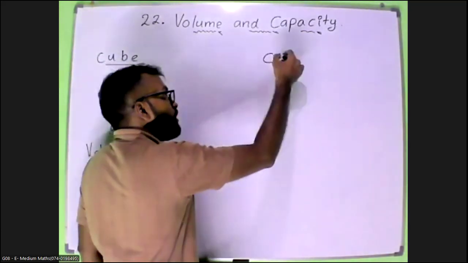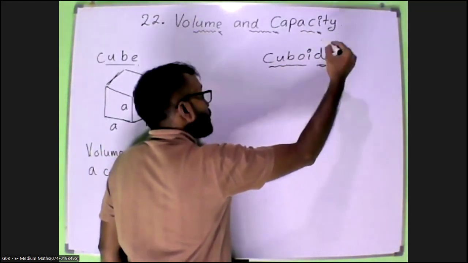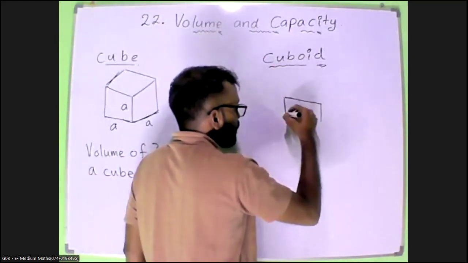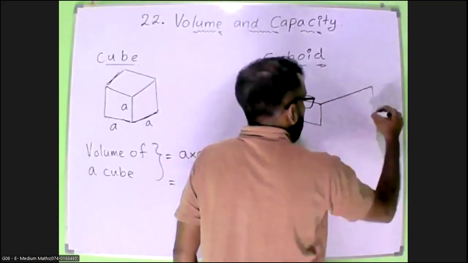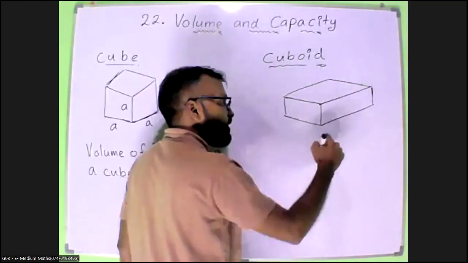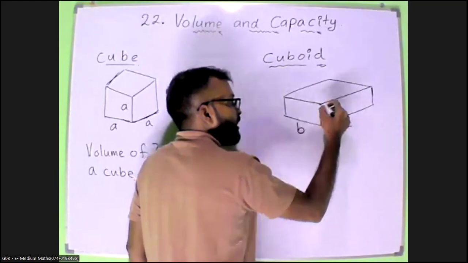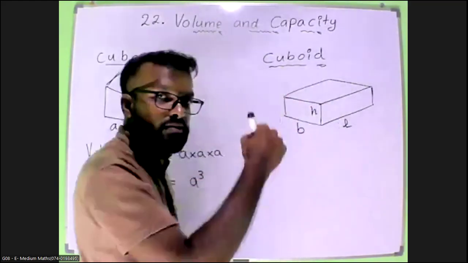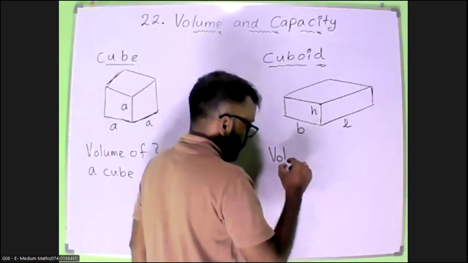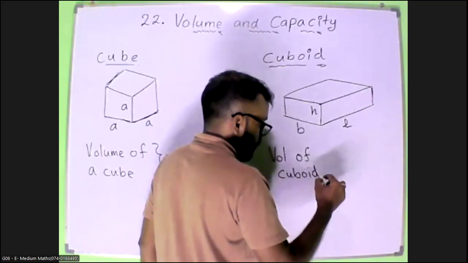And when it comes to a cuboid, I will take length as L, breadth as B, and height as H. So how to find the volume of a cuboid? I am not going to write everything, so you can write cuboid.